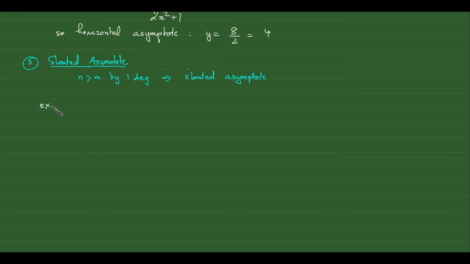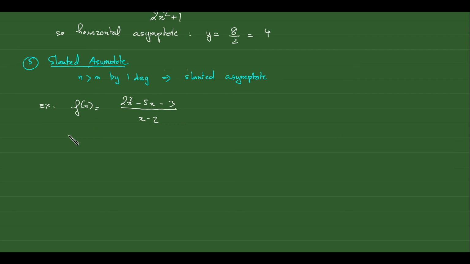Example number 1. I have f of x equal to 2x squared minus 5x minus 3 over x minus 2. We know that it has a slanted asymptote because the degree on the top is greater than the degree on the bottom, and it is only 1 degree greater. So how are we going to find the slanted asymptote? We're going to use long division, and hopefully you do remember how to do long division.